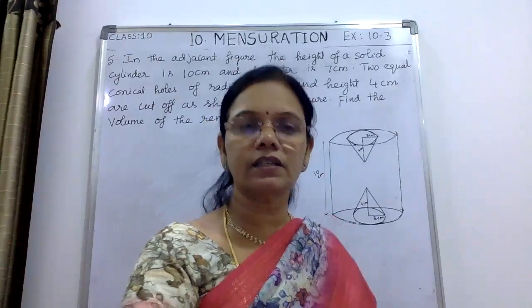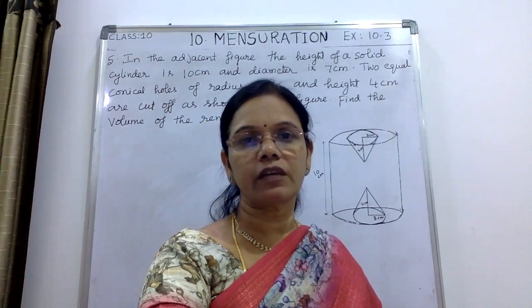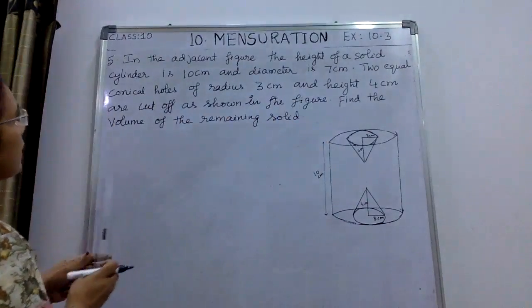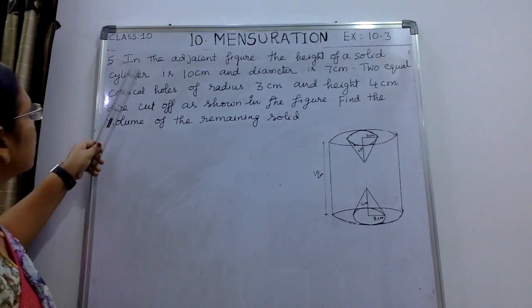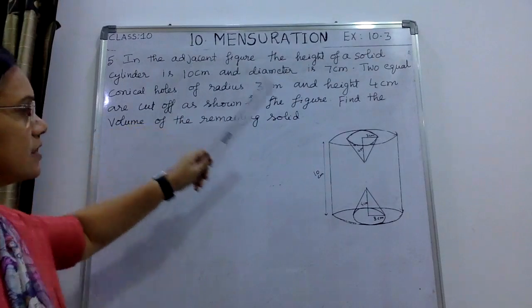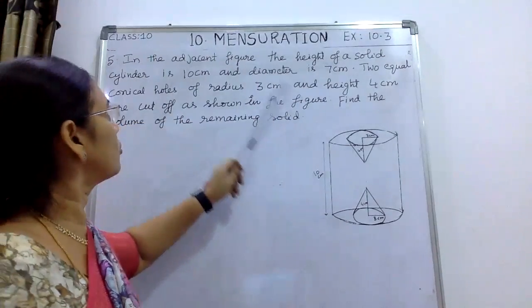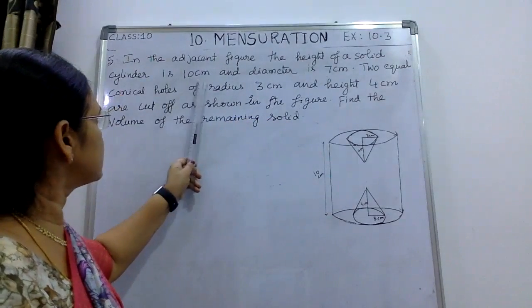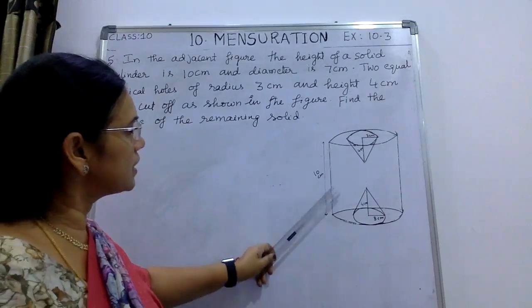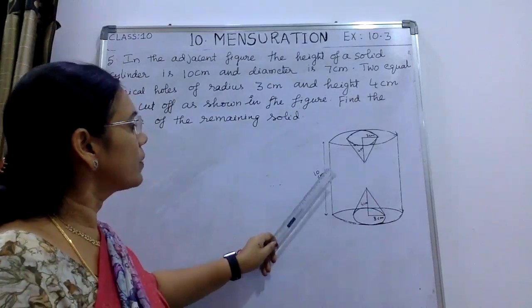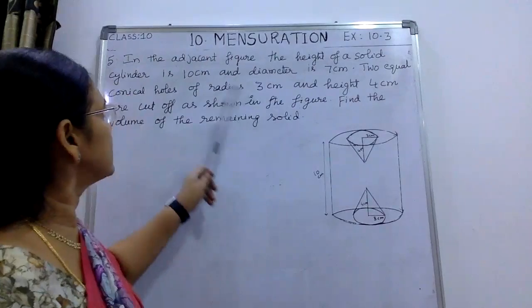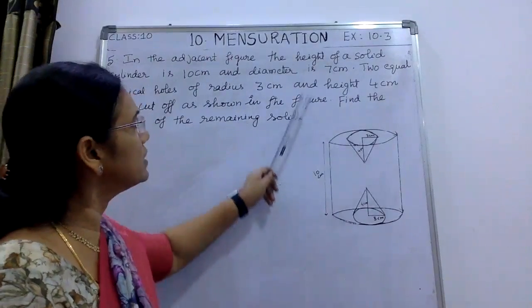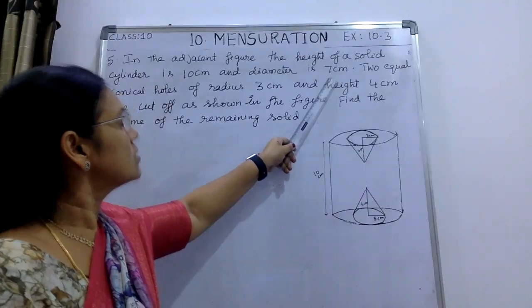Okay, children, let us take another problem, that is problem number 5 from exercise 10.3 mensuration. Let us analyze the given problem. In the adjacent figure, there is a figure given in the problem itself. The height of the solid cylinder is 10 centimeters. We can observe that there is a solid cylinder and the height is given as 10 centimeters and diameter of this cylindrical shape is 7 centimeters.